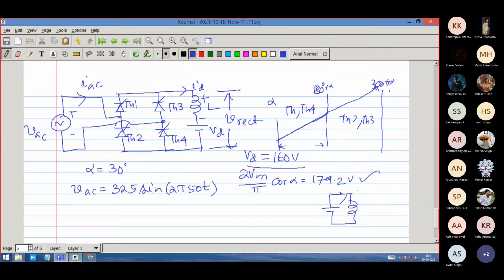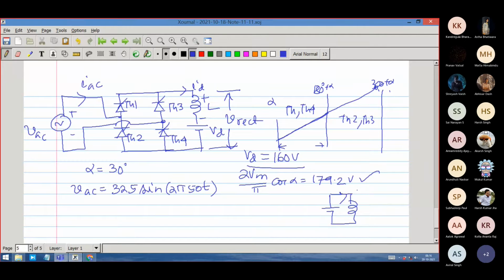So what we conclude is that this circuit is valid only if it operates in the discontinuous conduction mode. In the continuous conduction mode, only one valid point is there, when Vd is precisely equal to 179.2 volts. That is a meaningless operating point, because if these two things are balanced, then the voltage across the inductor is 0. Circuit theory is okay, but there is no current developed.